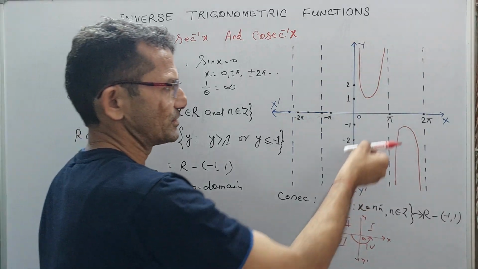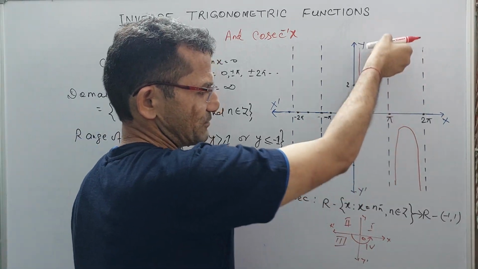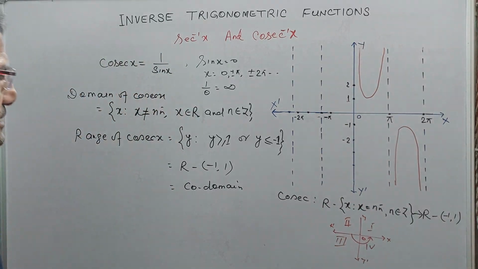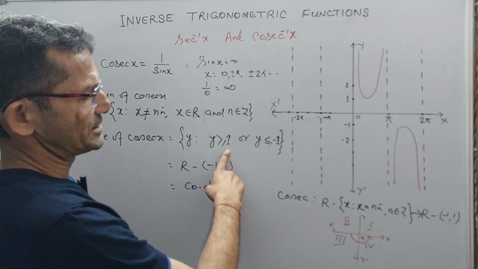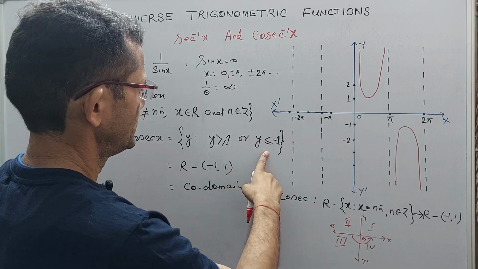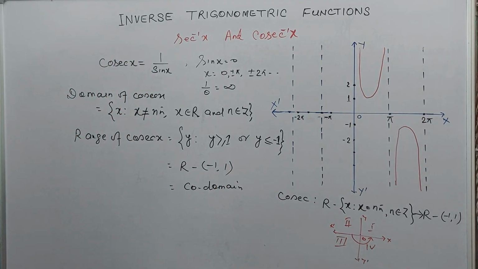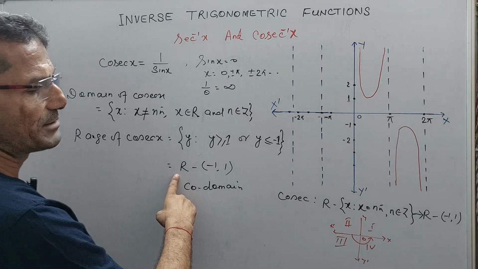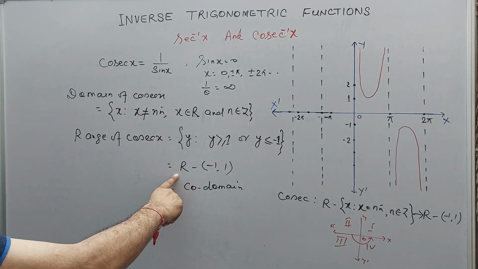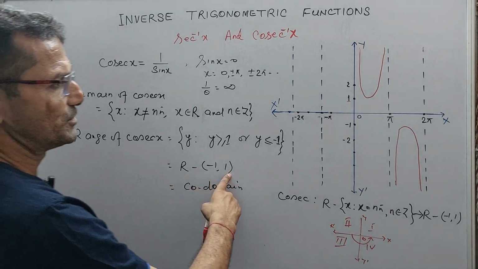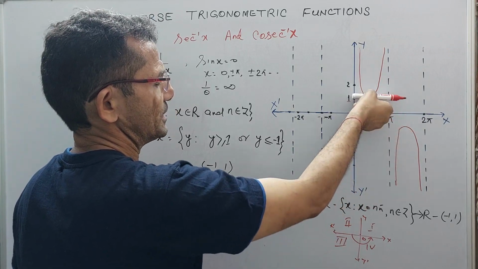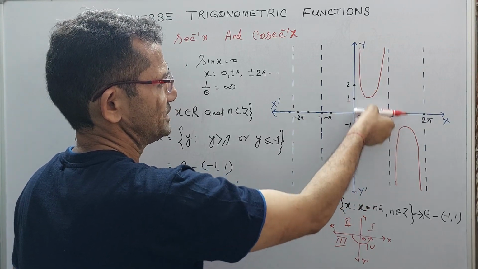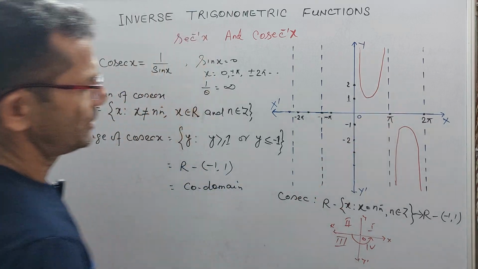So the range part will be drawn along the y-axis, because y should be either greater than or equal to 1 or less than or equal to -1. So we have to delete from the set of real numbers the interval -1 to 1. This part will not be a part of the range.